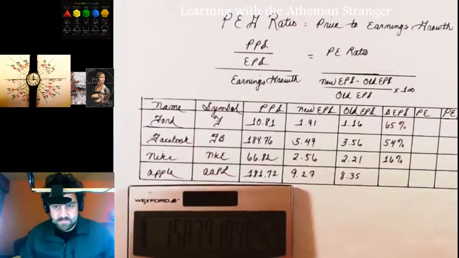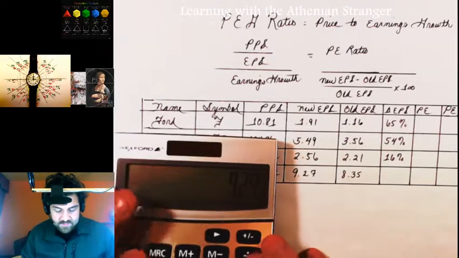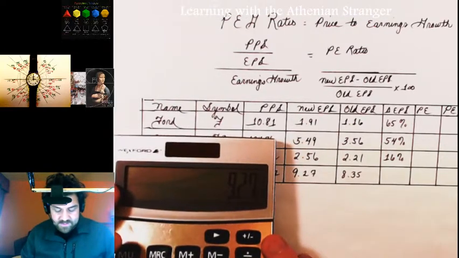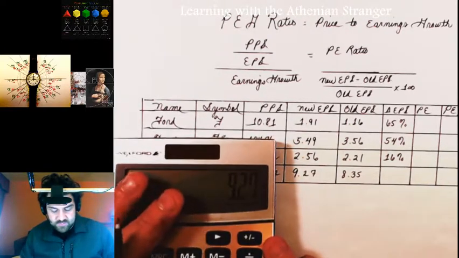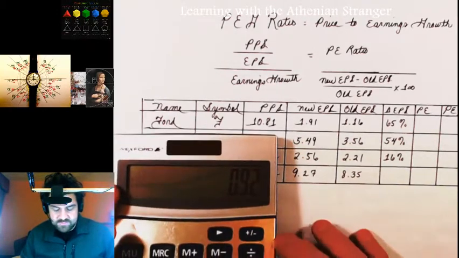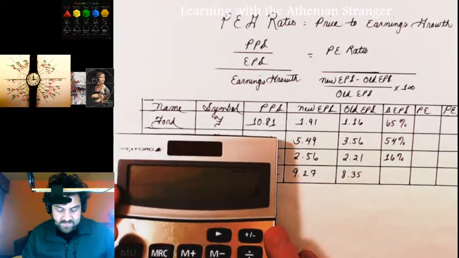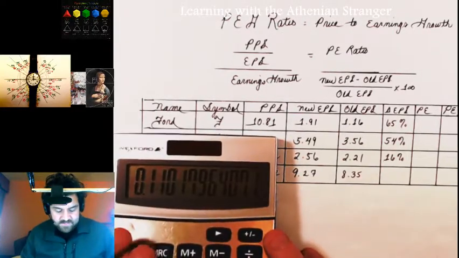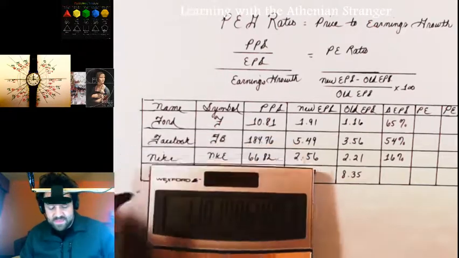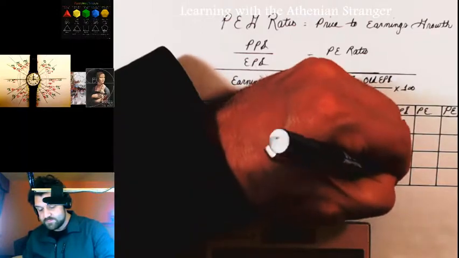Now finally, Apple. Ladies and gentlemen, Apple, big company, $9.27 per share earnings minus last year's earnings or previous year's earnings of $8.35 gives us an absolute increase of 92 cents a share divided by old year's earnings of $8.35. Okay, gives us 0.11 times 100. We say Apple's earnings increased by 11%.